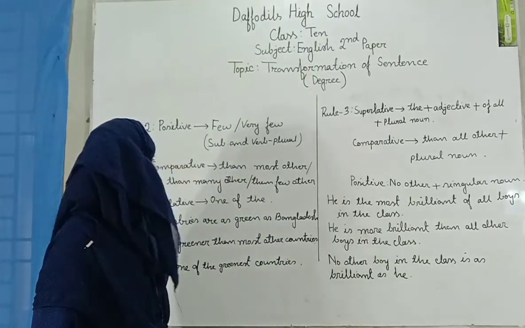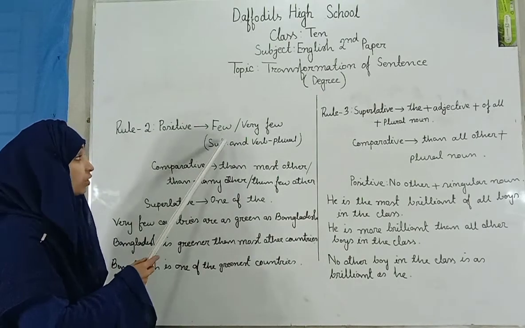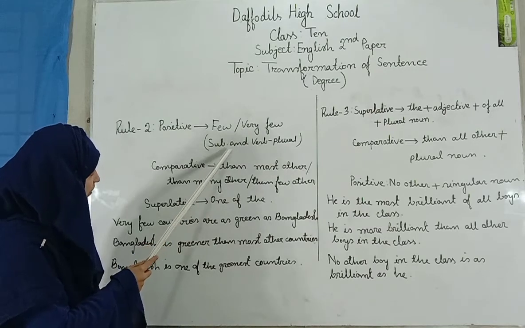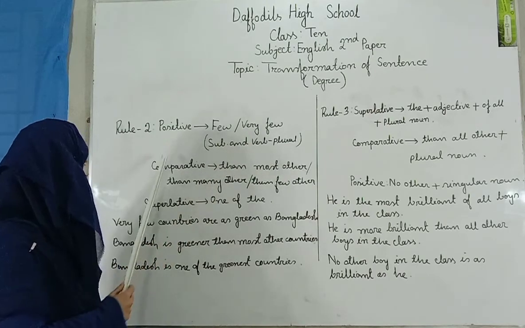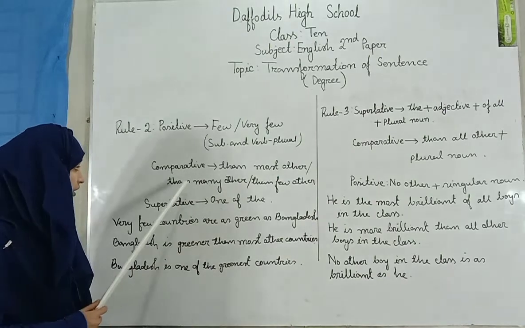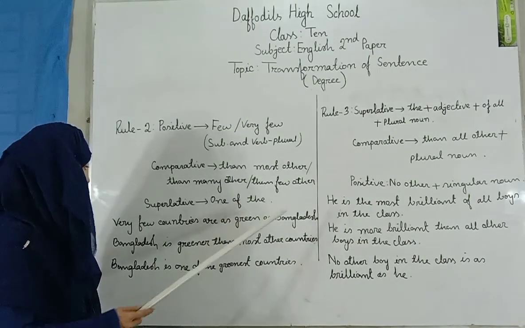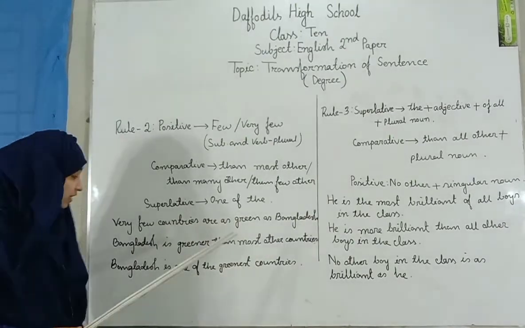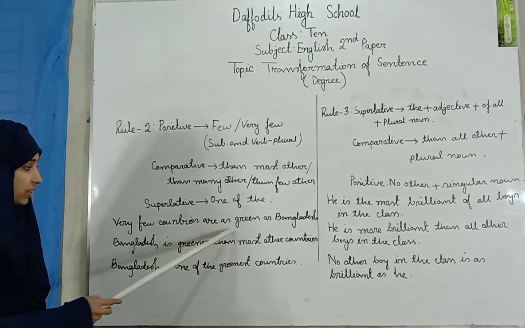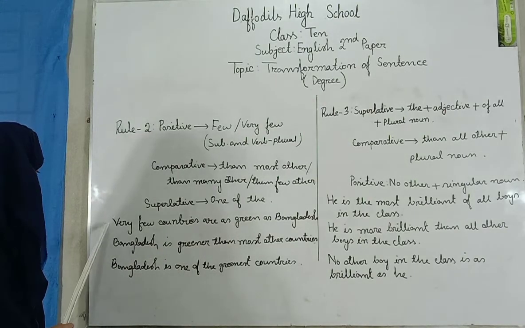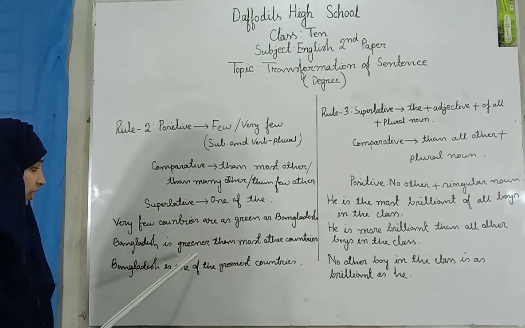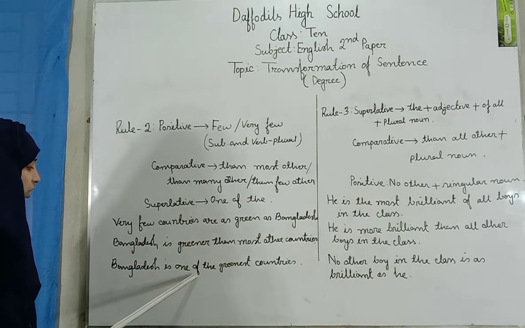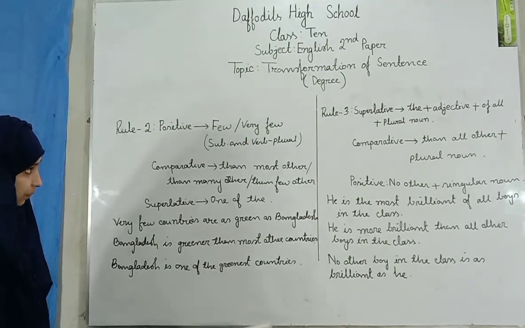Dear students, similarly in rule 2, if the positive is few or very few, here the subject and verb must be plural. Then the comparative will be than most other, than many other, or than few other, and superlative will be one of the. For example, very few countries are as green as Bangladesh. In comparative, Bangladesh is greener than most other countries, and in superlative, Bangladesh is one of the greenest countries.